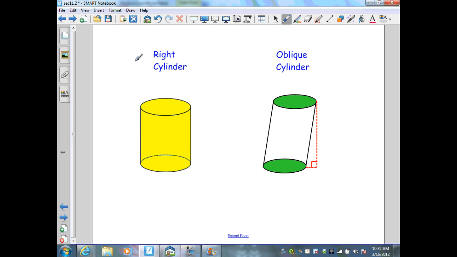As in our previous section, we know that prisms are either right prisms or oblique prisms. Similar to that, we have a right cylinder or an oblique cylinder. The right cylinder has a lateral edge that is perpendicular to the two bases. An oblique cylinder is a cylinder that is skewed in such a way that the lateral edge is not perpendicular to the two bases. Here, the altitude is on the exterior of our cylinder.